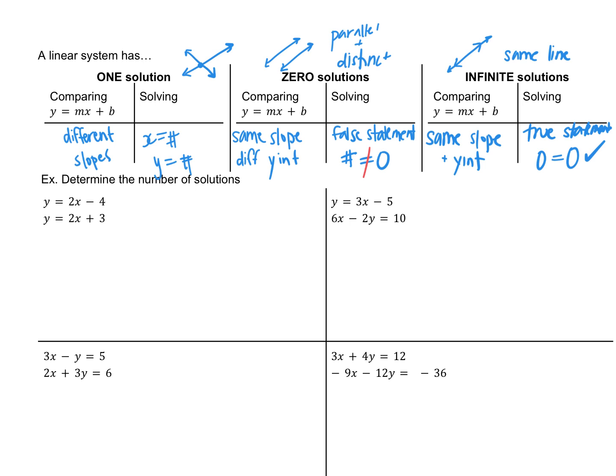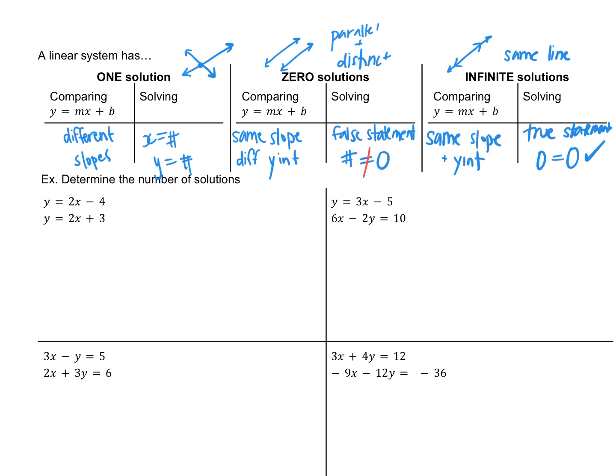Another thing we can look at is if the forms are in standard form, we can compare the coefficients and see, can I multiply one line by a number to get the second? If you do, you have an infinite number of solutions. If you can just multiply by a number to get the same x and y coefficients, that means they're parallel but distinct. And we'll see that in a few examples.